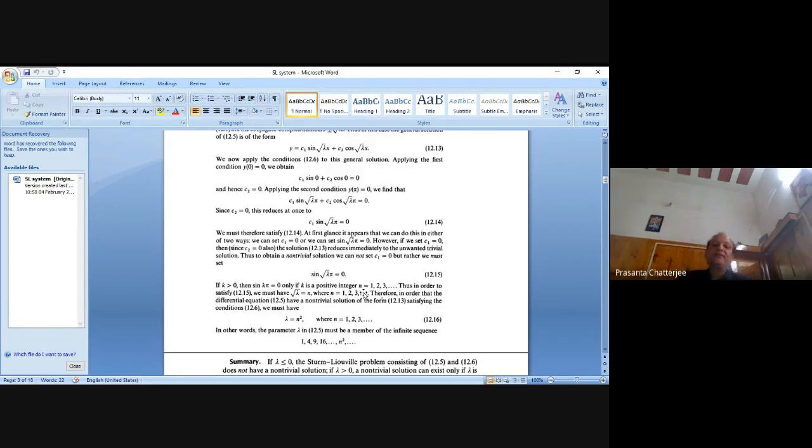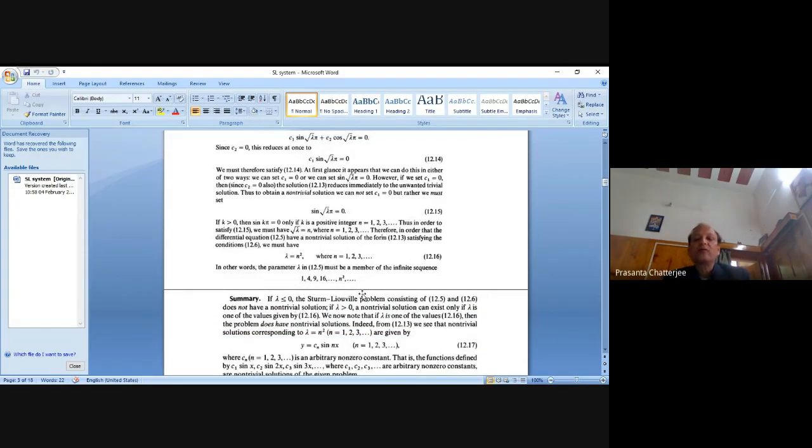That is, if lambda equal to 1, we get a non-trivial solution. If lambda equal to 4, we get another non-trivial solution. If lambda equal to 9, we get another non-trivial solution, and so on. But if lambda equal to 2, we get only the trivial solution. Lambda equal to 3, we get another trivial solution, and so on.